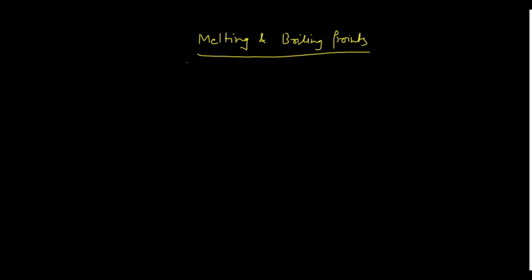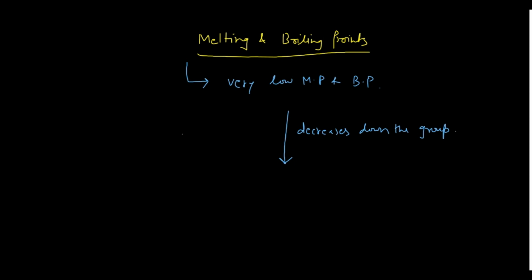And simultaneously, you can make your notes. Melting and boiling point decreases down the group. Melting and boiling point decreases down the group. There should be some reason behind this. Why do the melting and the boiling point decrease down the group? There should be some reason behind this. So what is the reason?